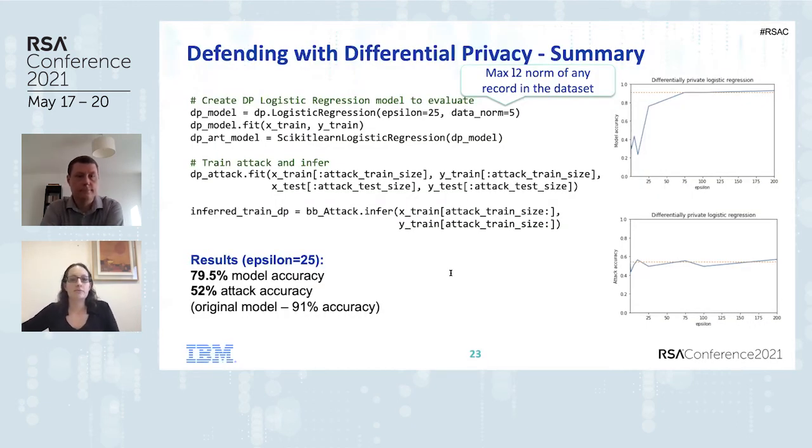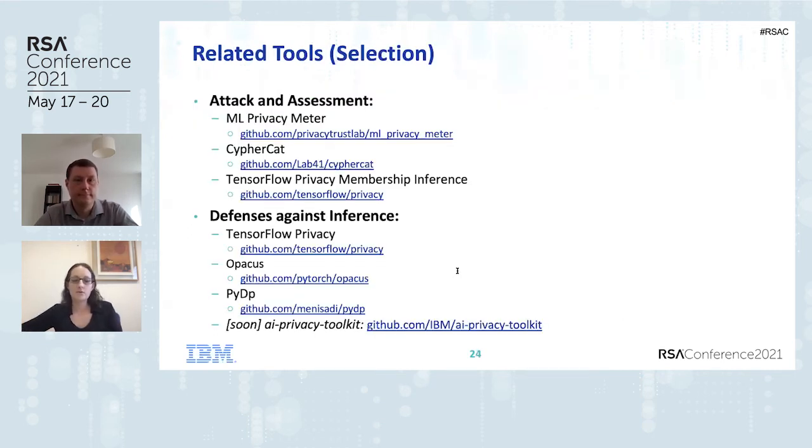And again, we have a recap of what we just saw. So I demonstrated the attacks using ART and the use of differential privacy using diffprivlib. And here we show a few other options of open source tools, both for attacking and assessing models, as well as defending against these attacks. Some of these defenses also use differential privacy, and some of them use other privacy mechanisms.